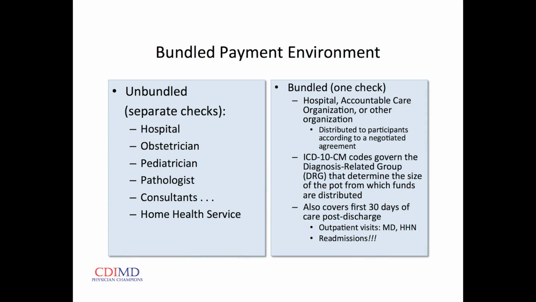So instead of every stakeholder getting their own check, where the hospital sends a bill and gets a check, the orthopedist sends a bill and gets a check, the anesthesiologist, the radiologist, there's going to be one check that goes to the hospital or an accountable care organization, and that pie is going to get sliced up and divvied out to all the stakeholders. So what we can do is make sure that the size of that pie is correct.